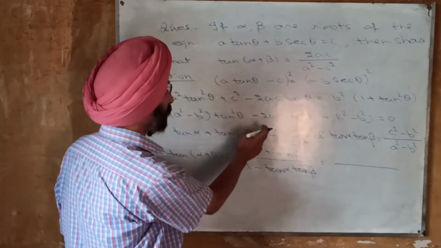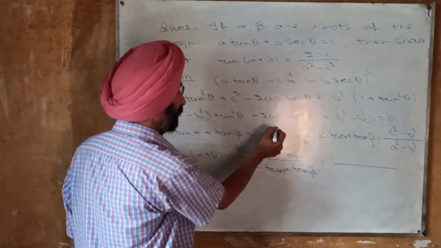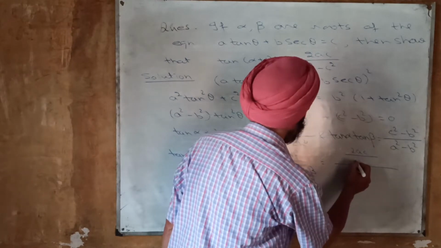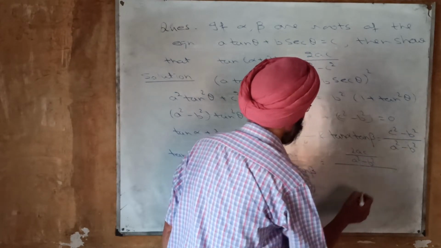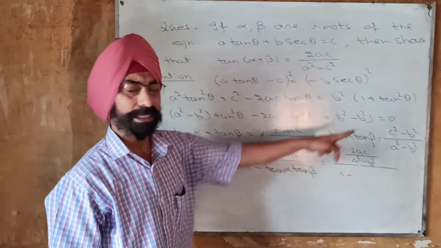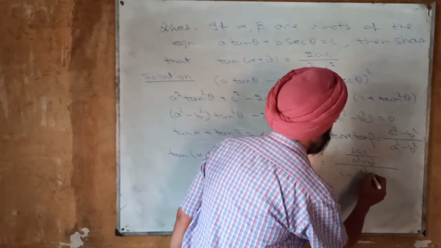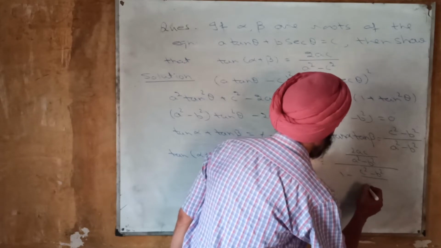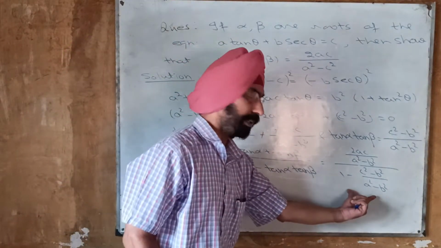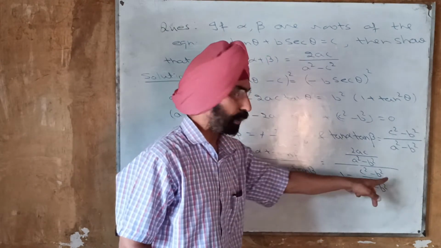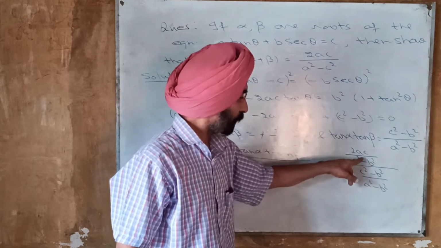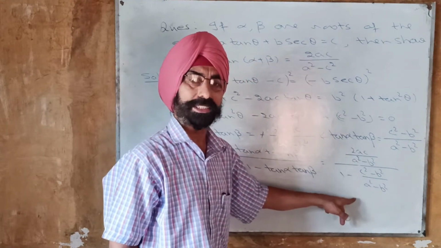Tan alpha plus tan beta is, this minus and minus sign will be cancelled. You will be left with 2ac upon a square minus b square, and 1 minus tan alpha tan beta is there, c square minus b square upon a square minus b square. From the denominator terms, take a square minus b square LCM. When you take a square minus b square LCM, a square minus b square from the numerator and the denominator will be cancelled out.